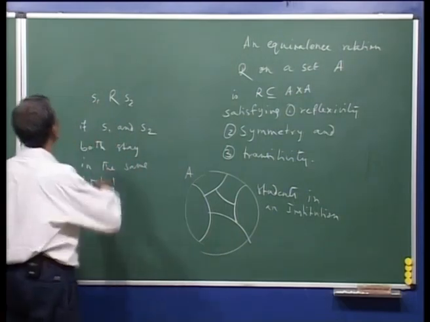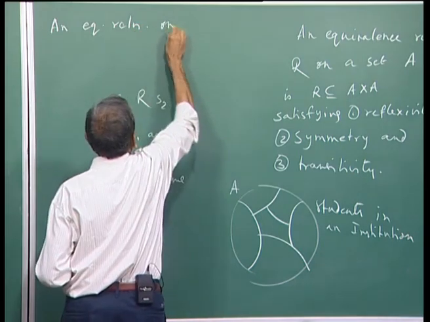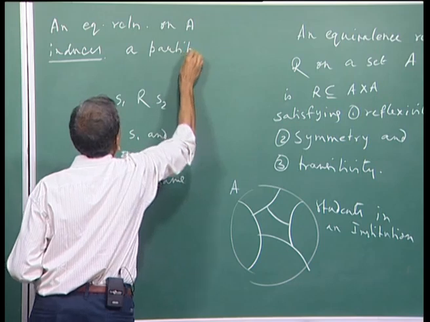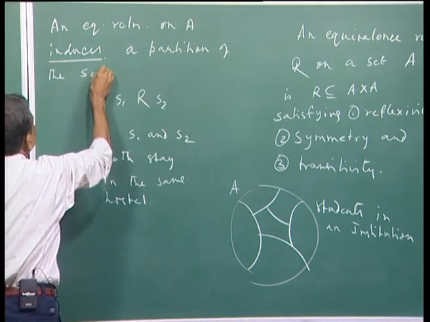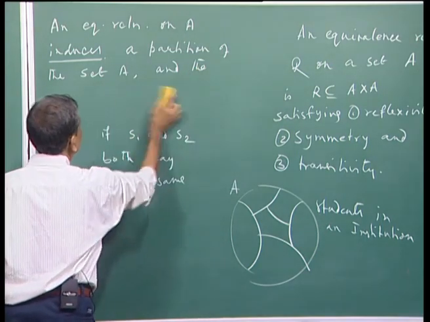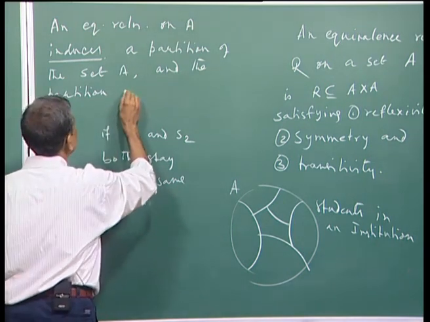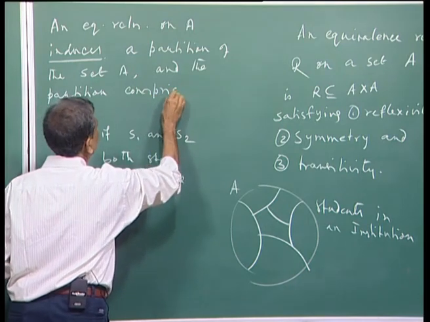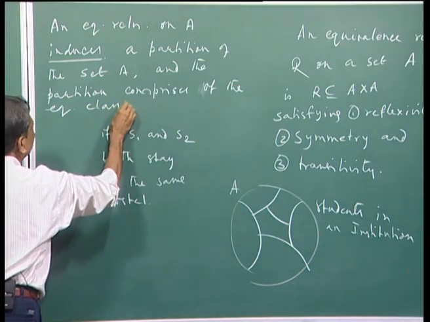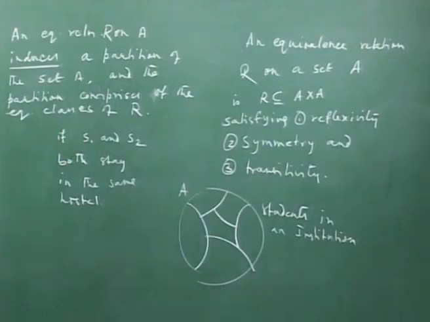Right. So, the important fact about equivalence relations, let me write it: an equivalence relation R on A induces a partition of the set A, and this partition comprises the equivalence classes of R. So, as you can see in this example.